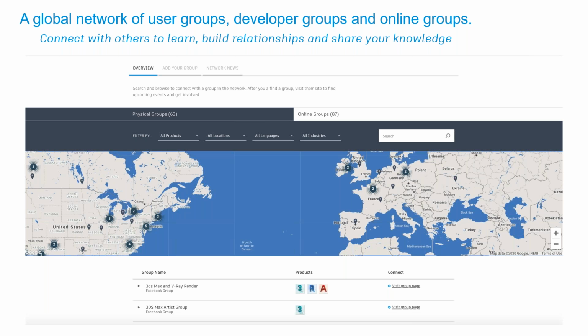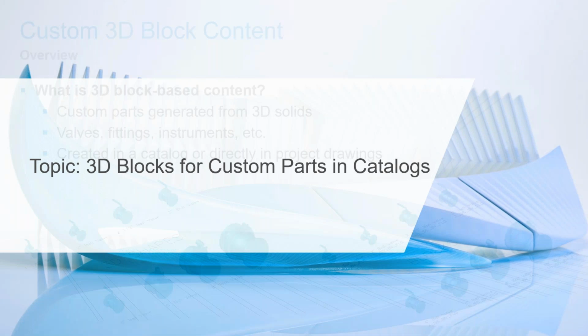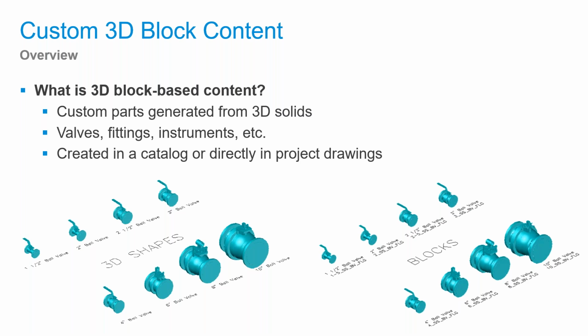So we'll go ahead and start into the technical part of the session with discussion about 3D blocks for custom parts in catalogs. We would say catalogs in the title here, but it's also just custom parts in general. So what is 3D block-based content? Well, that's the topic of what we're talking about today. Typically, custom parts are generated from 3D solids, at least that's the recommended workflow.